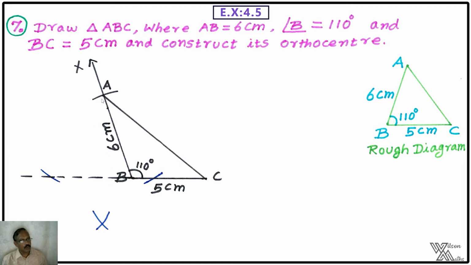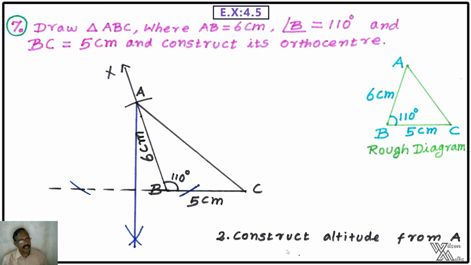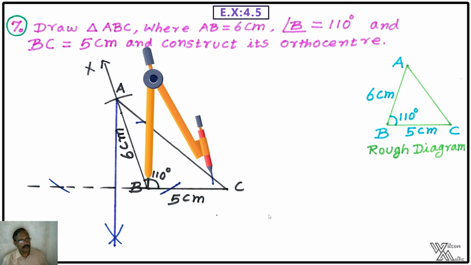Now A and this point, you join it. That is the altitude. Construct the altitude from A. From A we have drawn the altitude. This is the altitude from A to BC. Altitude from the point A we finished.